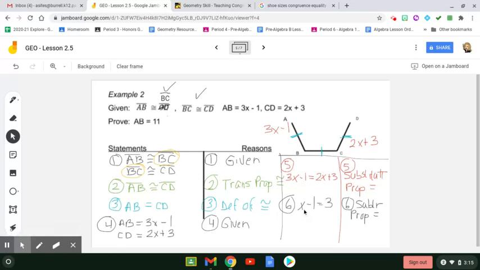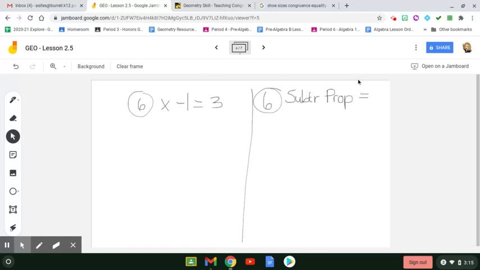Okay, since I'm running out of room, I'm going to go to the next slide. You can keep writing on your note taker. All right, so my next move is I'm going to be adding 1 to both sides. So I'm going to get that x is equal to 4. So that's going to be the addition property of equality.